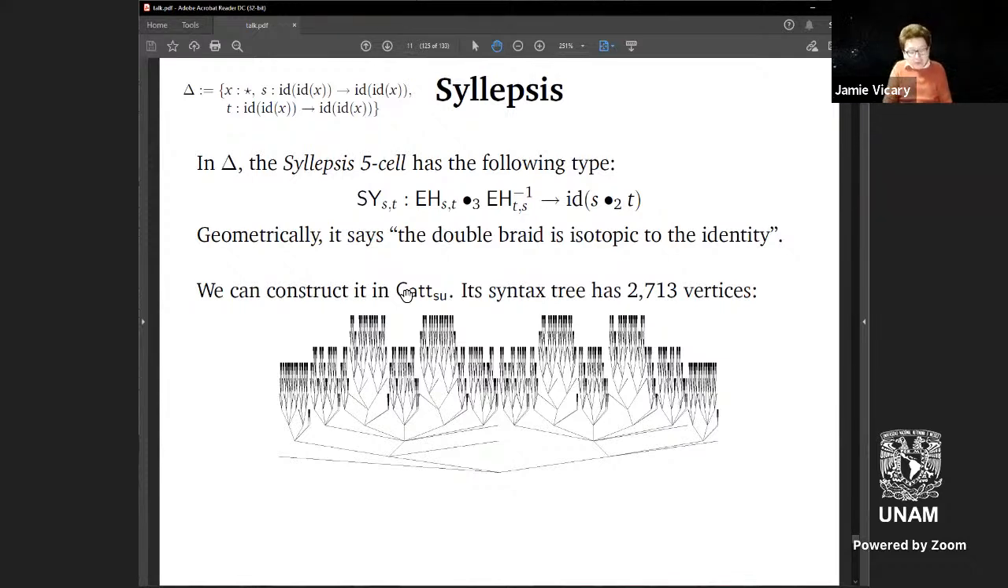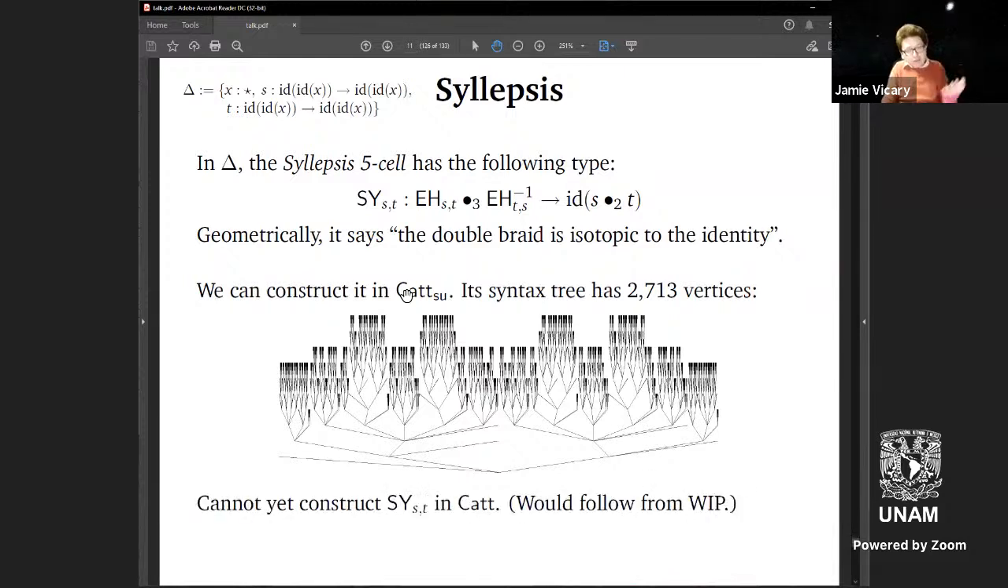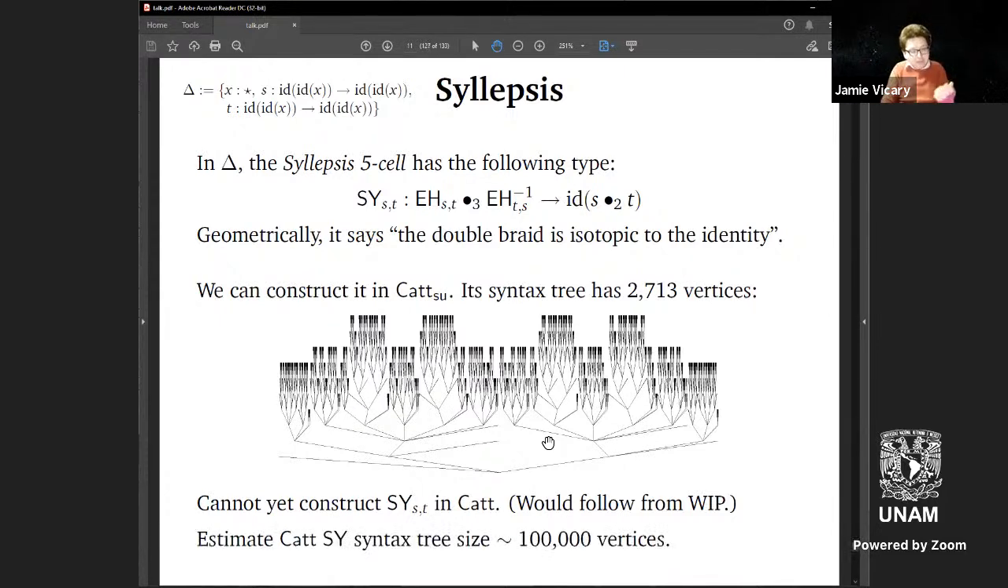So we can't formalize the solipsis in Catt. The fully weak theory is just too hard for us to do. Of course, if we had this conjecture, then we could run an algorithm on this solipsis formalization, and we would get back the full solipsis formalization in the fully weak theory. And it would be nice to see how big that is.